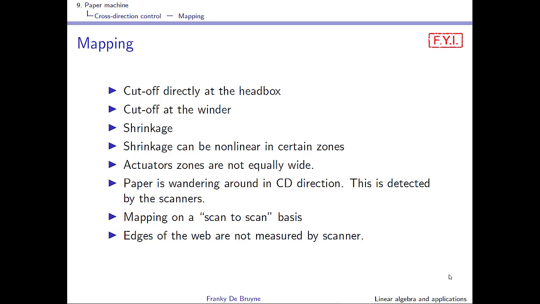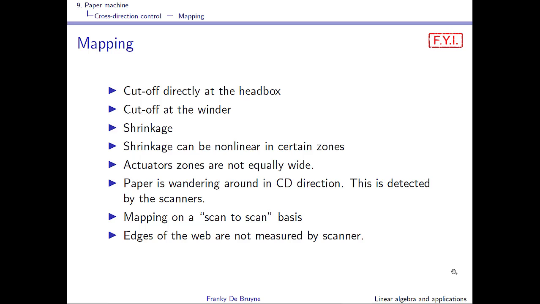Another problem is that the paper is wandering around in cross direction. This is detected by the scanners. They use photocells to turn and they measure the position of the paper web. But this means then that the mapping has to be redone on a scan-to-scan basis.